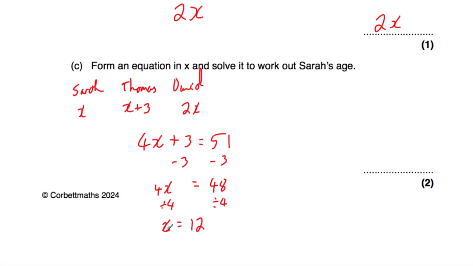So that means x is equal to 12. So that means that Sarah is 12 years old. If we were asked to work out Thomas's age, he is 3 years older, so he'd be 15. And David was 2 times x, that's double Sarah's age, that's equal to 24. And if we add those ages together, 12 plus 15 is 27, plus 24 is 51. So that's it. The question says to work out Sarah's age: Sarah's 12 years old.